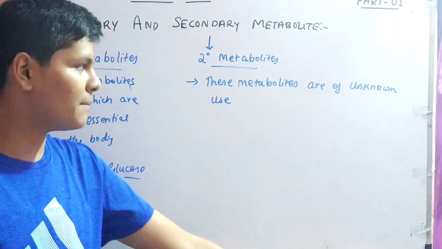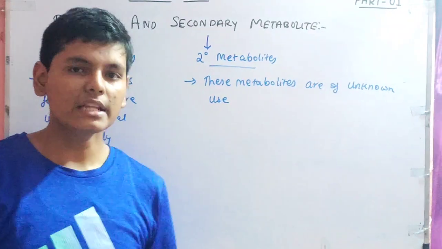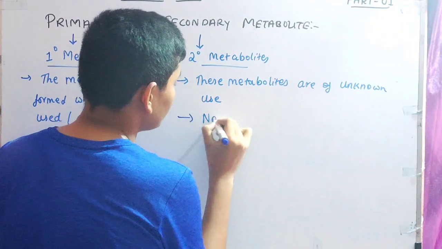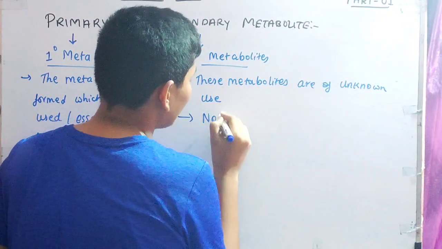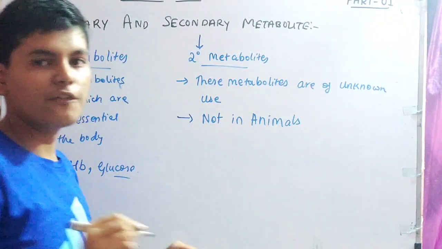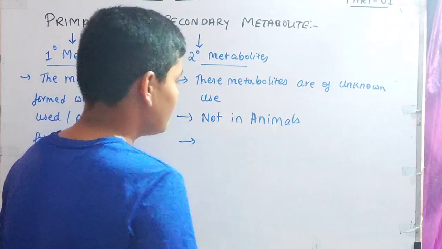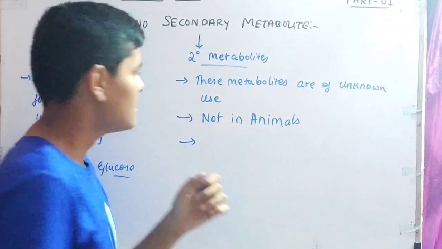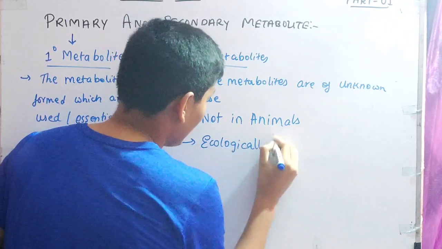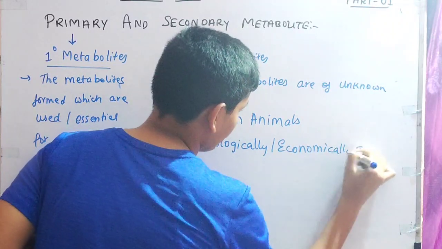Now there are some metabolites which are discovered, but we don't know what the use of them is. They are not important to the organism itself. First of all, they are not in human beings, so we can say not in animals. Animals do not form secondary metabolites according to this. They are produced by plants and fungi. They are ecologically and economically important.